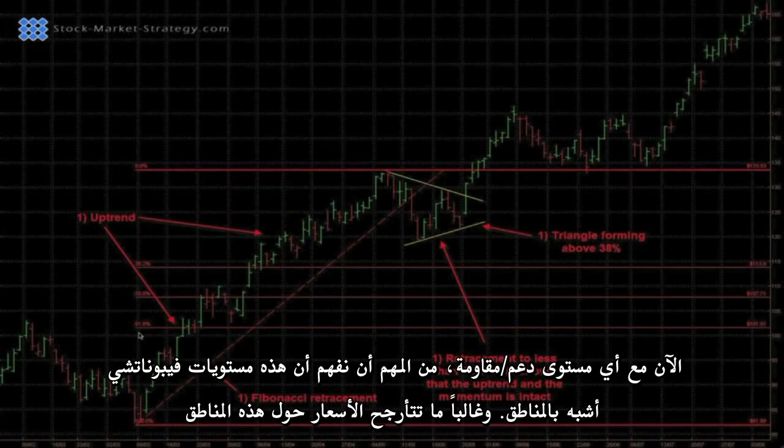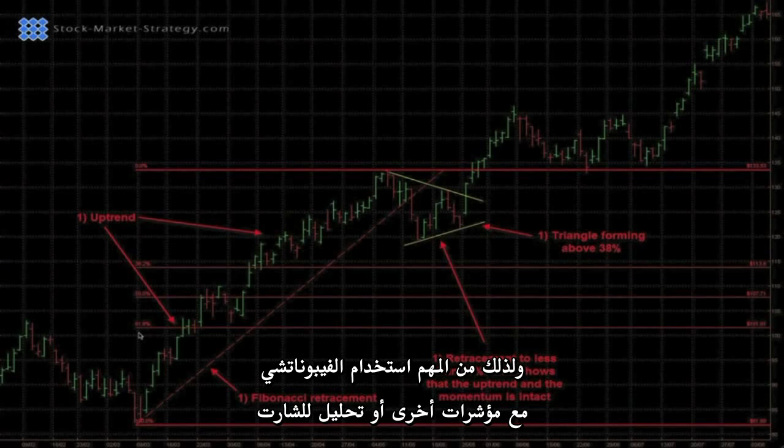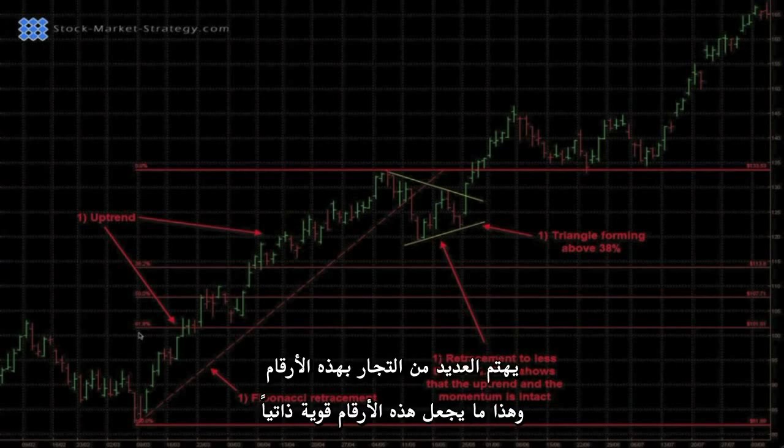Now, with any support and resistance, it's important to understand that these Fibonacci levels are more like zones. Price will often oscillate around these areas, so they're not hard reversal points but potential reversal points. It is therefore important to use Fibonacci retracements with other indicators and/or chart analysis. Many traders keep an eye on these numbers, and that makes it a self-fulfilling prophecy.